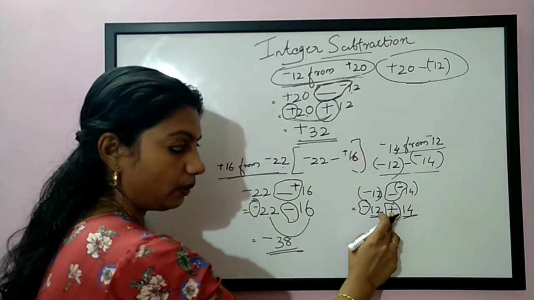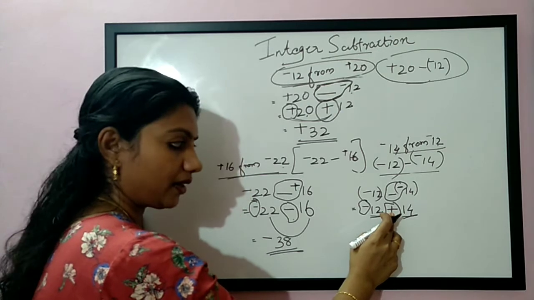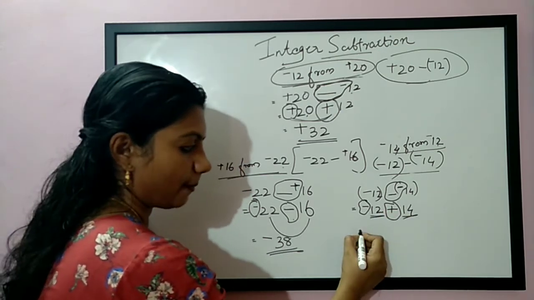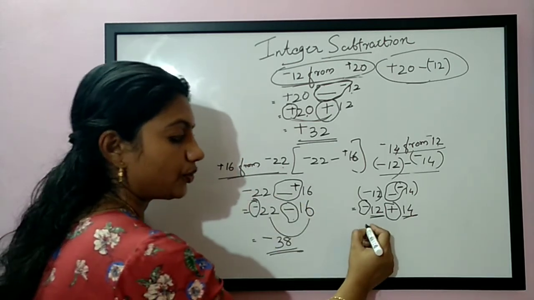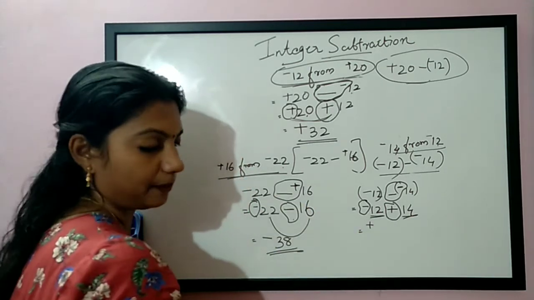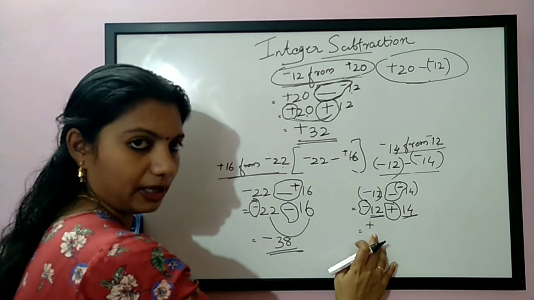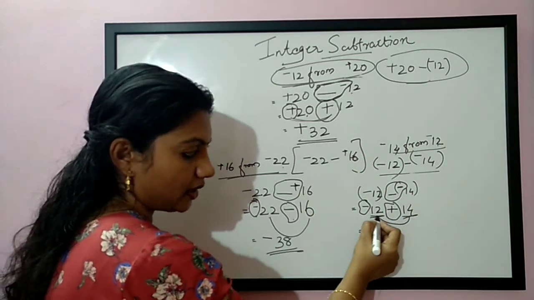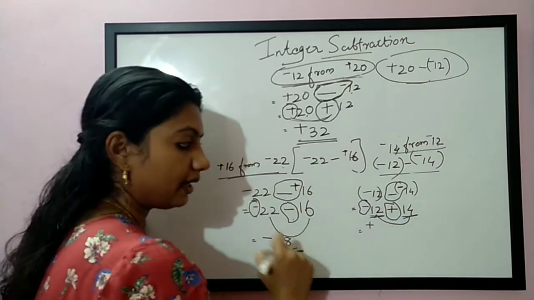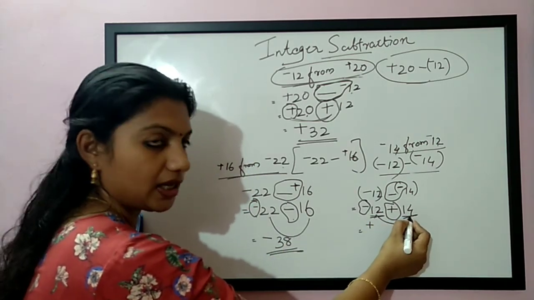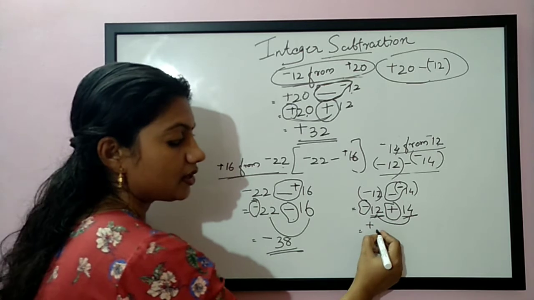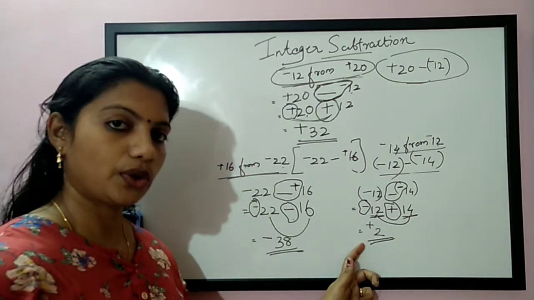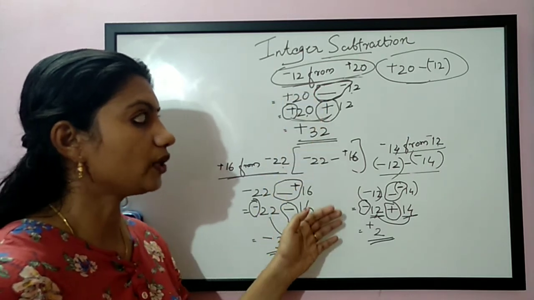And you will be looking at the symbol of that bigger number. So 14 is bigger and the symbol is positive. So my answer should have that symbol, the bigger number's symbol. Now I am going to subtract the smaller number from the bigger number. So 14 minus 12 is 2. So I get an answer positive 2. So this is how we do subtraction.